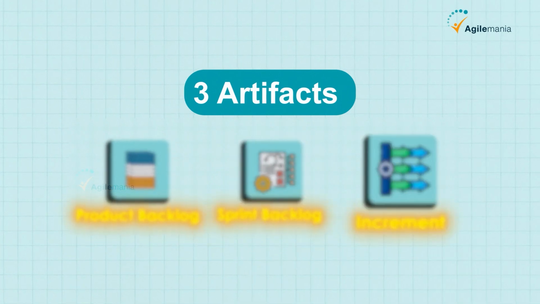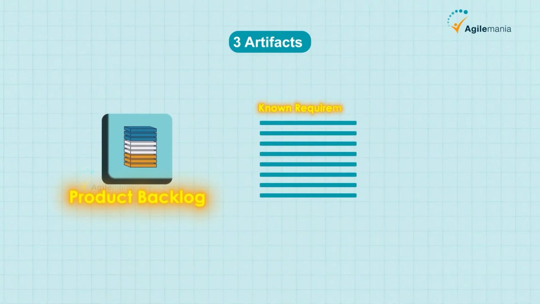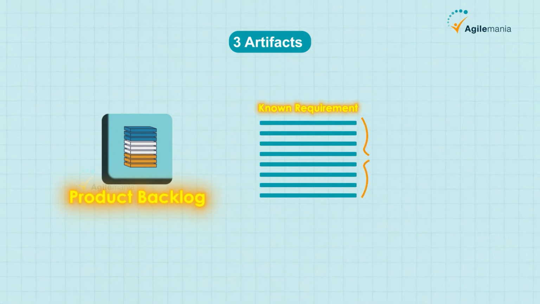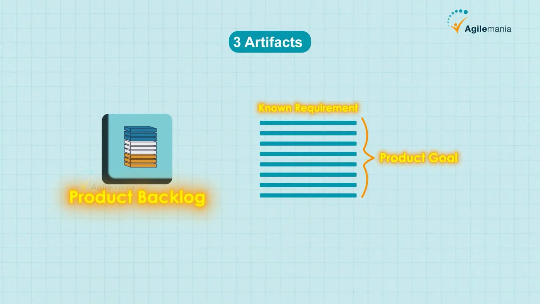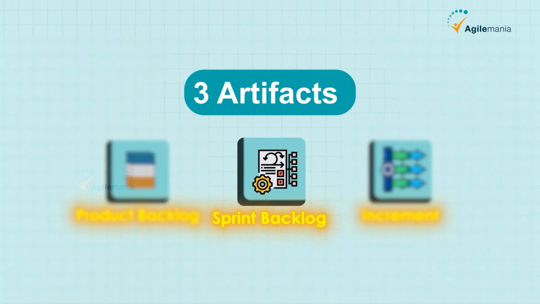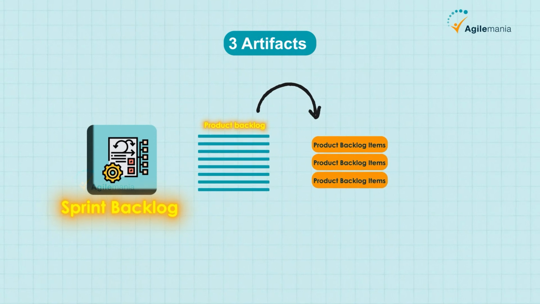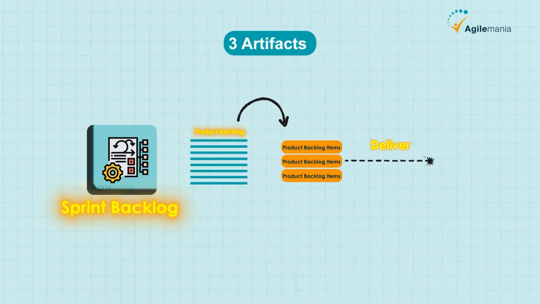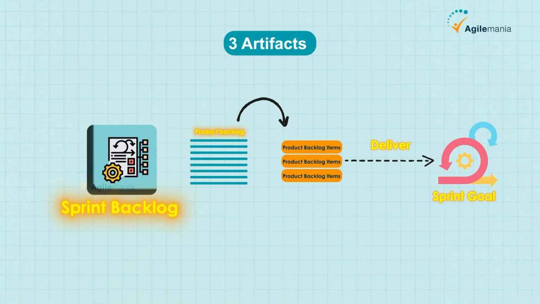The 3 artifacts include product backlog, which is an ordered list of all known requirements. These requirements at any given point in time will be aligned to one goal called the product goal. Artifact number 2, the sprint backlog. It is a set of selected product backlog items, a plan to deliver them, and an overarching objective for the sprint known as the sprint goal.